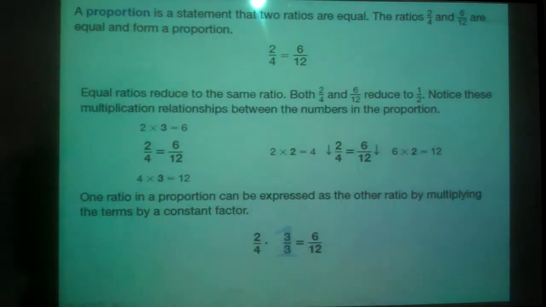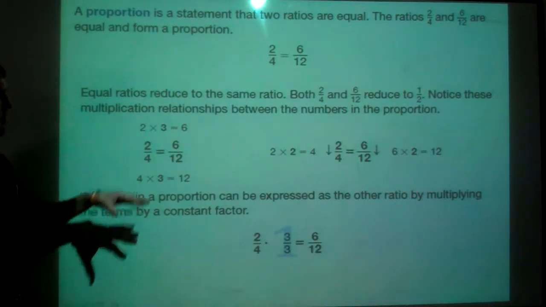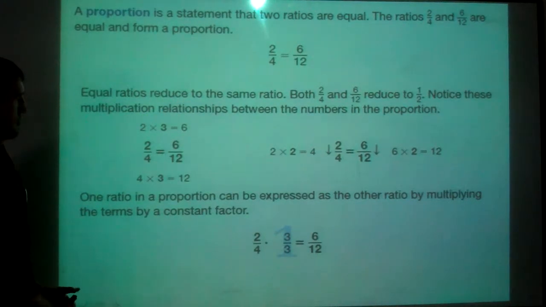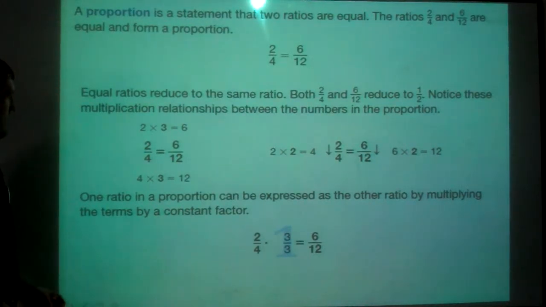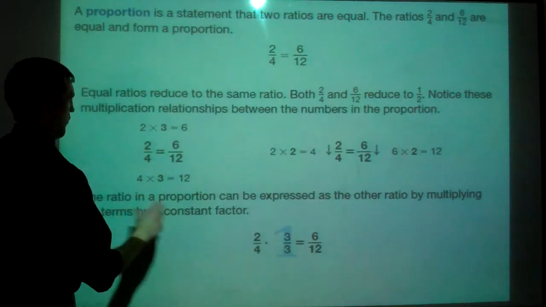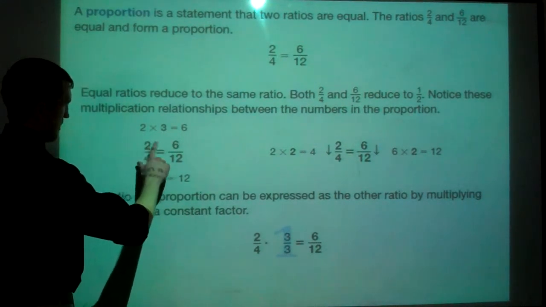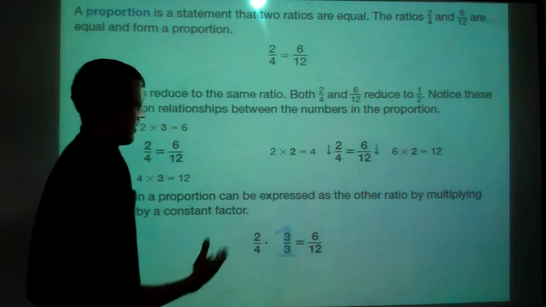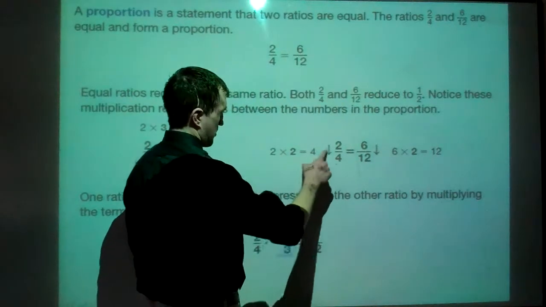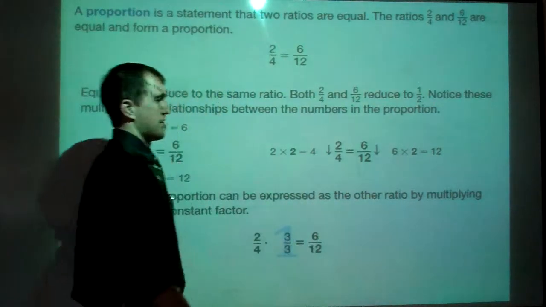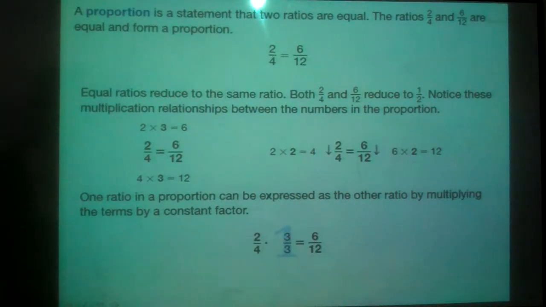Couple relationships here. They both reduce to 1/2, and there are different multiplication relationships within these to get from this side to this side. From here to here, if we multiply by 3, 2 times 3 we get 6, 4 times 3 we get 12. If we look down, 2 times 2 is 4, and 6 times 2 is 12. So they have all these sorts of relationships that we can use to go back and forth.